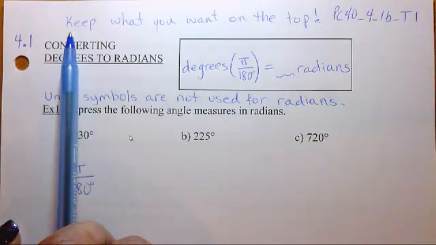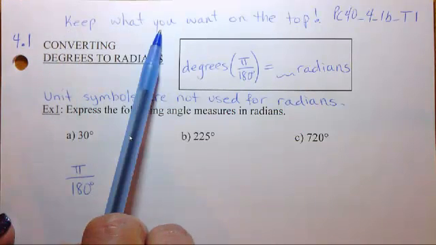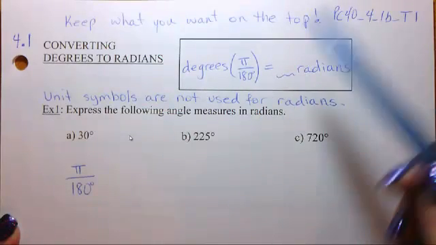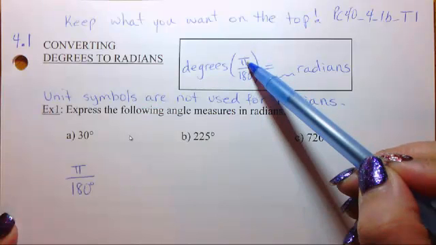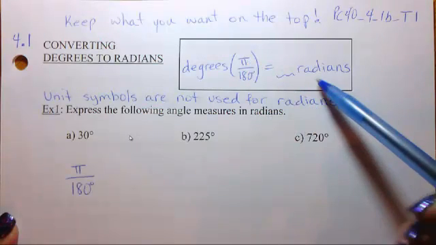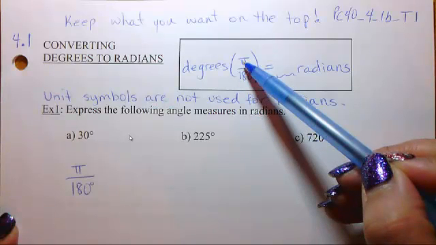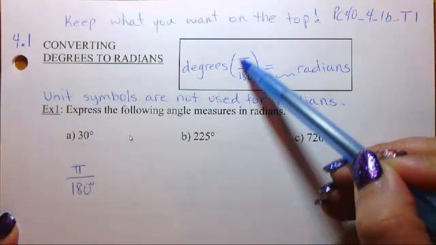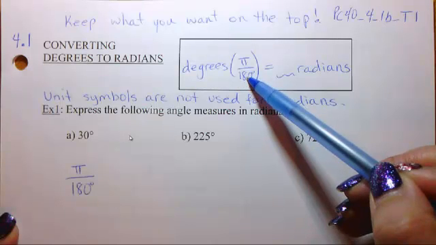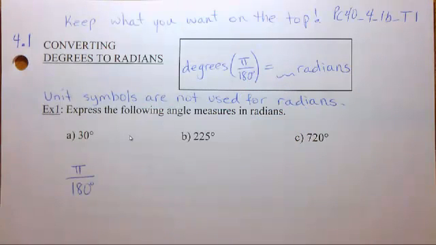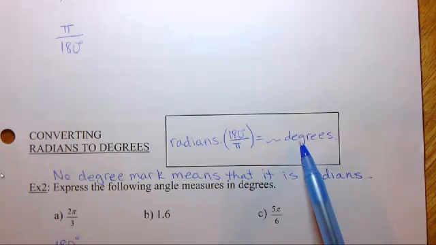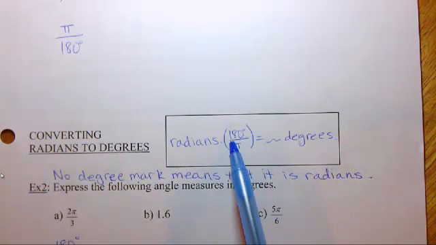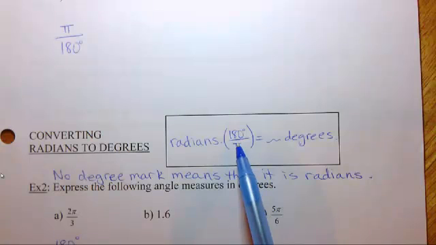So here, a side note, what you want to do is keep what you want on the top. What I'm talking about there is this ratio. If I want radians in my answer, then I'm going to have pi on the top because pi is referring to the radians, and keep the 180 degrees on the bottom because it's referring to the degrees. Now for the other way around, if I'm wanting to result with degrees in my answer, then I'm going to have the 180 degrees on top and the pi on the bottom.